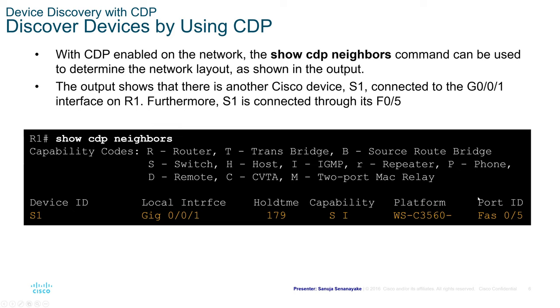But on here, we have the port ID showing F05. That is the port ID of this Cisco switch. So that's how you can actually view this information.